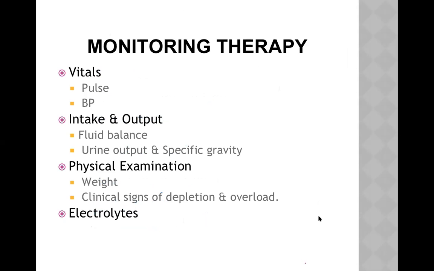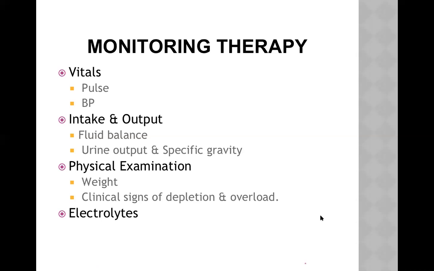Now let's move further. So I'm sure every student is quite familiar with this. Now, how to monitor the child who is getting treatment for dehydration? The first thing and the most important one is vital signs measurement. Every 2 to 4 hours, you have to monitor the vital signs. What is the pulse rate and what is the blood pressure? Now let me ask this question again. What happens to the pulse and blood pressure in severe dehydration? Decrease. Decrease, sir.